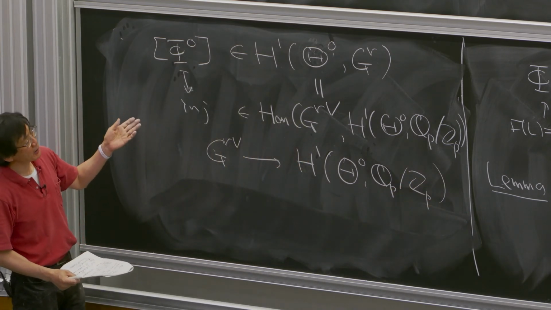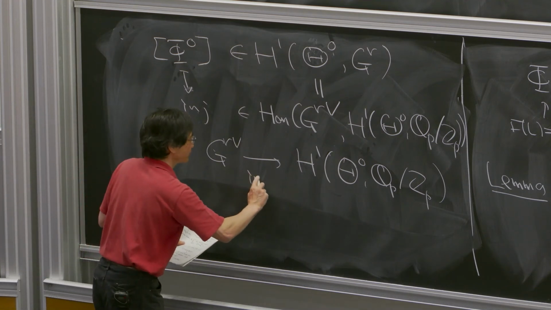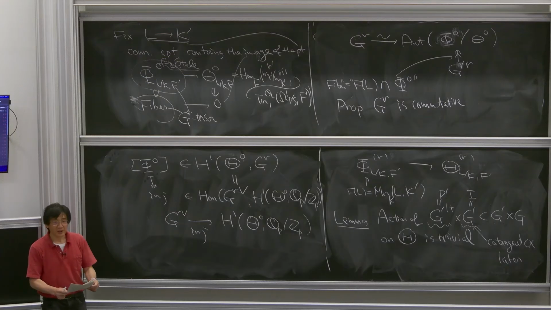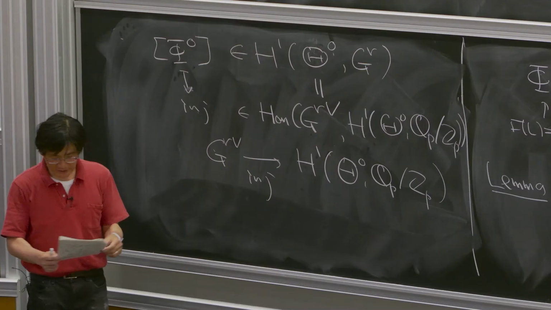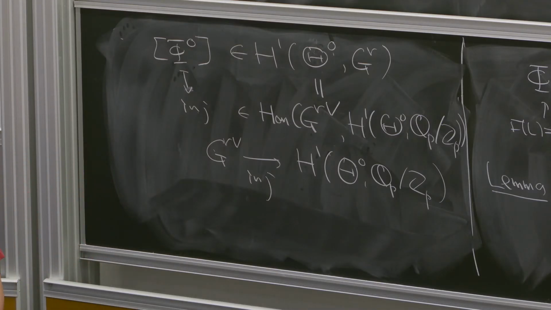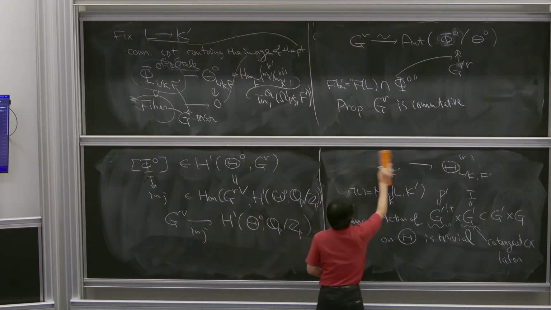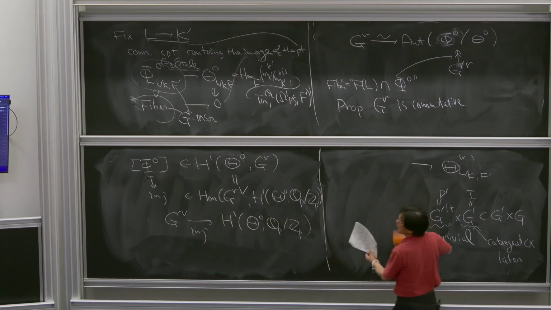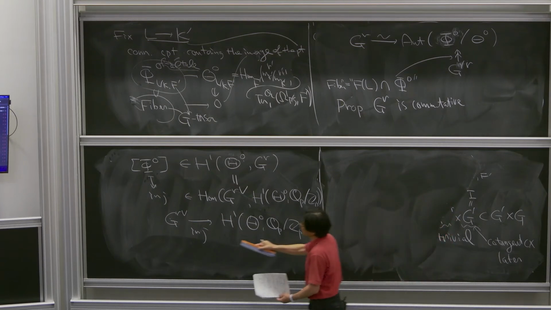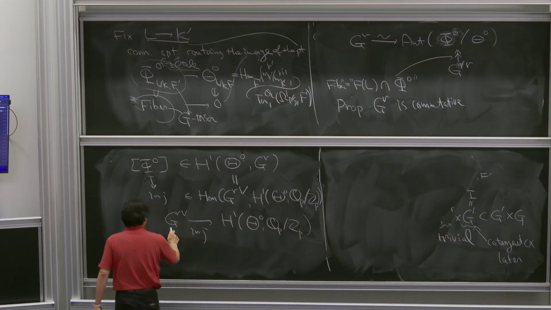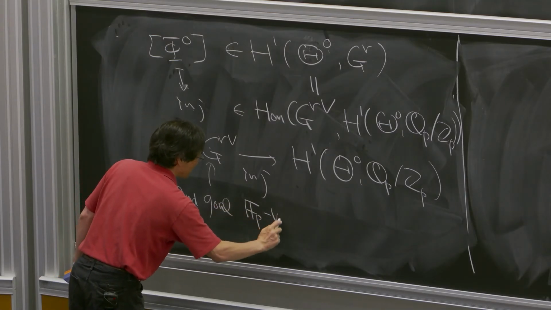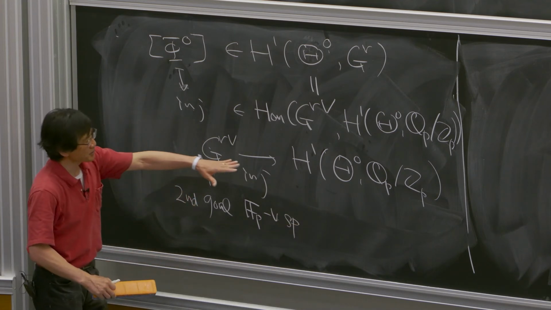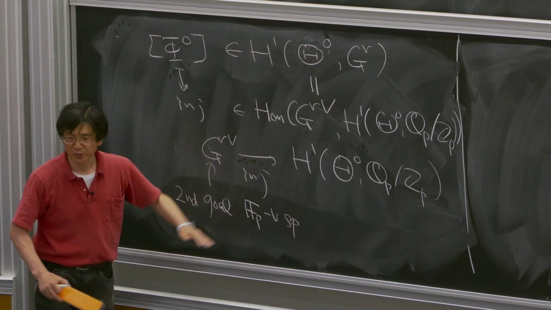So as a byproduct of this construction, we get the injection like this. And we are going to use this injection to prove the second goal today. Let me remind you that this is an F_p vector space. So we use this injection to prove this property.